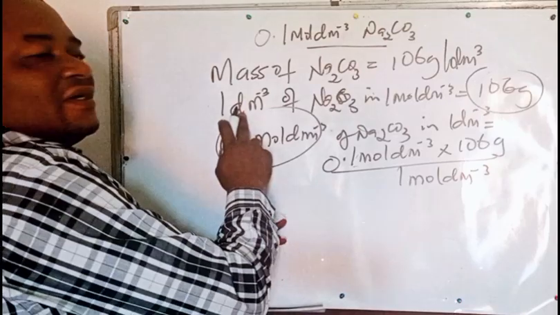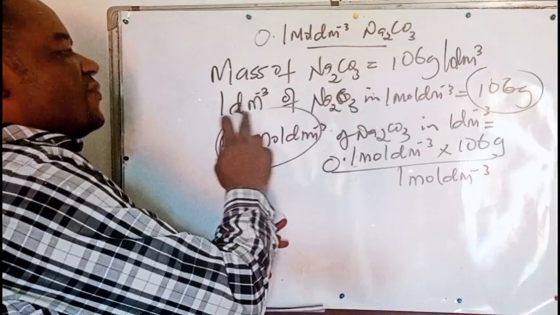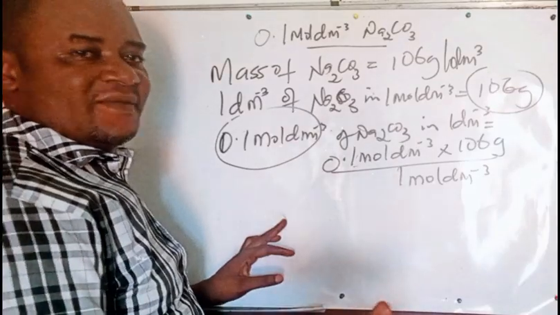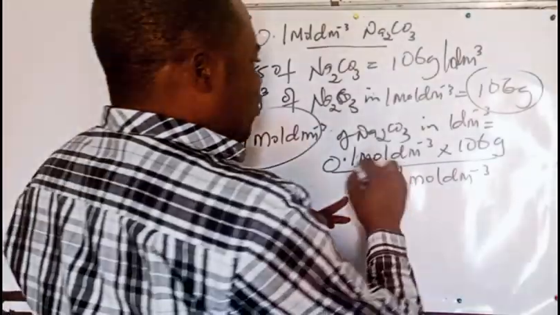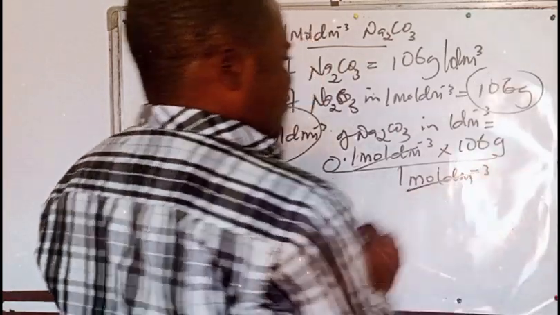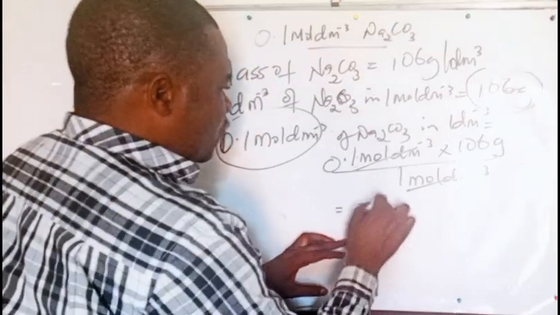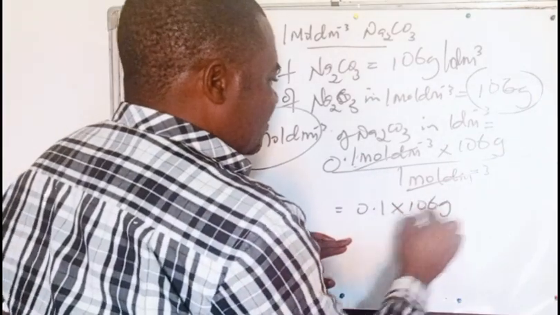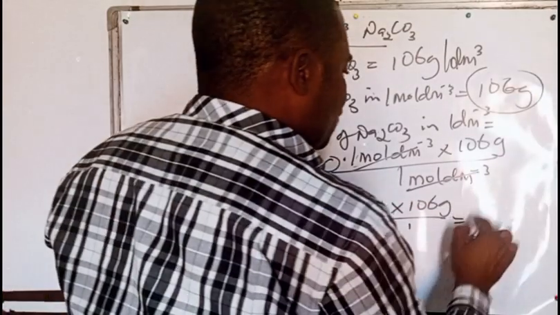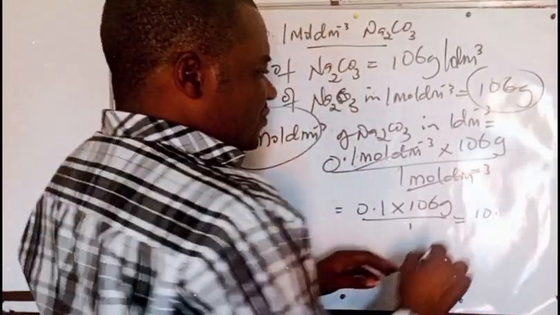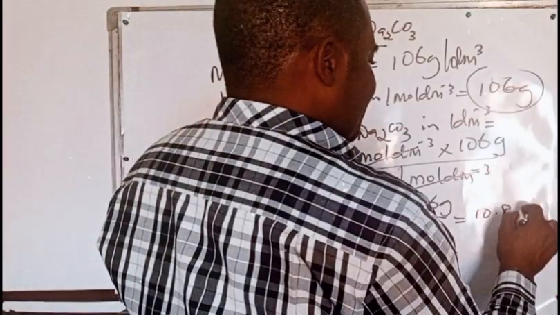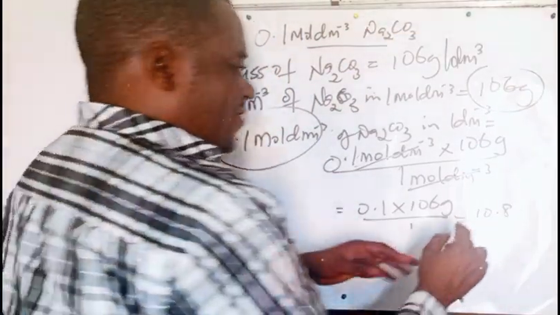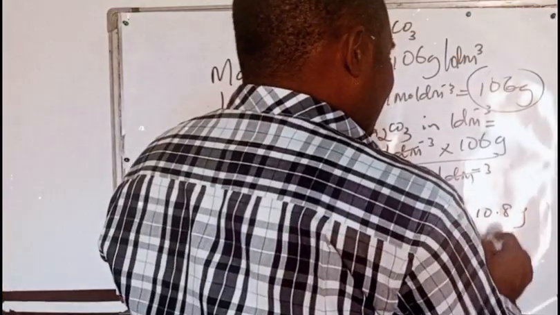Because this 1 mole, 1 dm³ is same thing as 1000 mils. That is the volumetric flask or the working volume we are going to be using. So with this, the mole per dm³ cancel this mole per dm³. Therefore, we have 0.1 itself times 106 grams all over 1. And this, of course, will give us about 10.8. You will calculate and confirm. About 10.8, of course, grams.